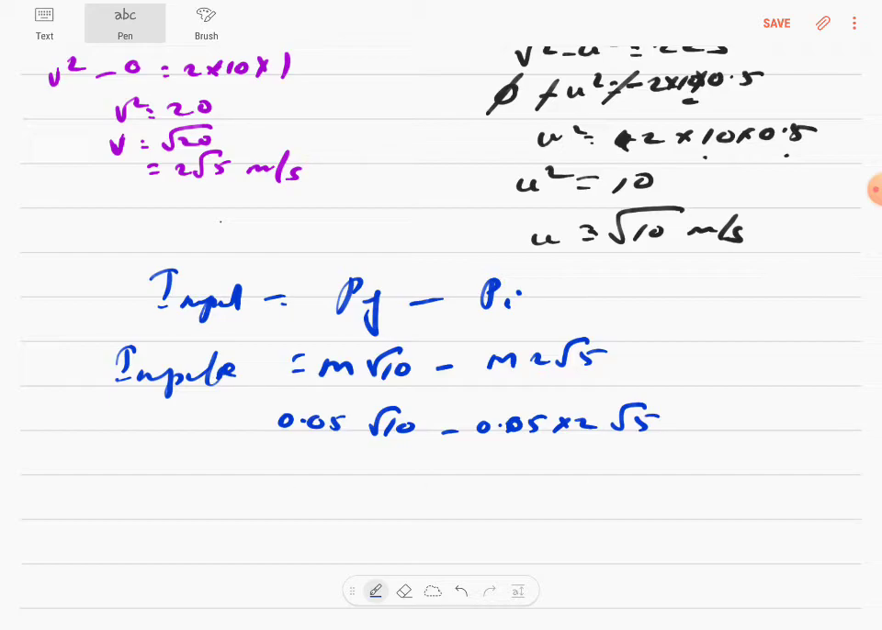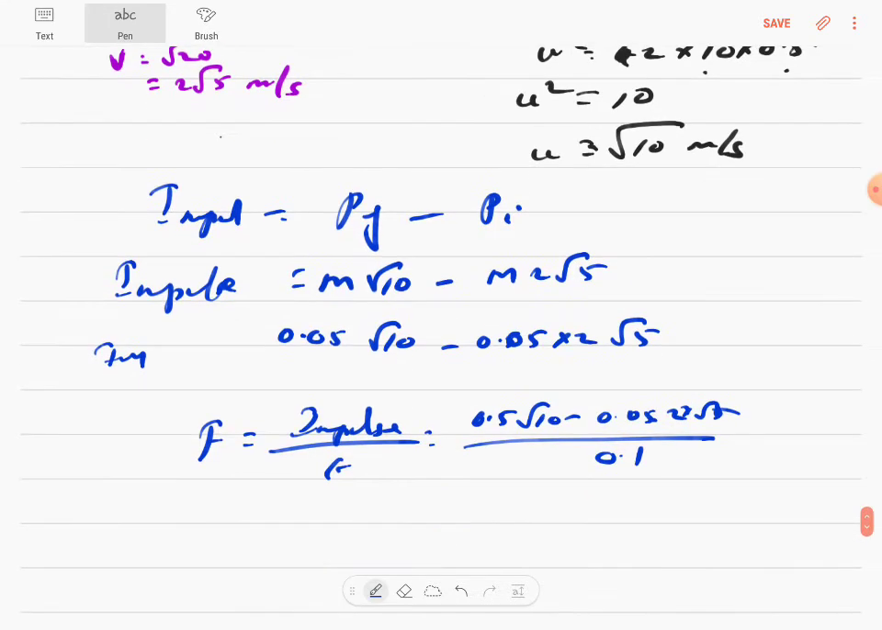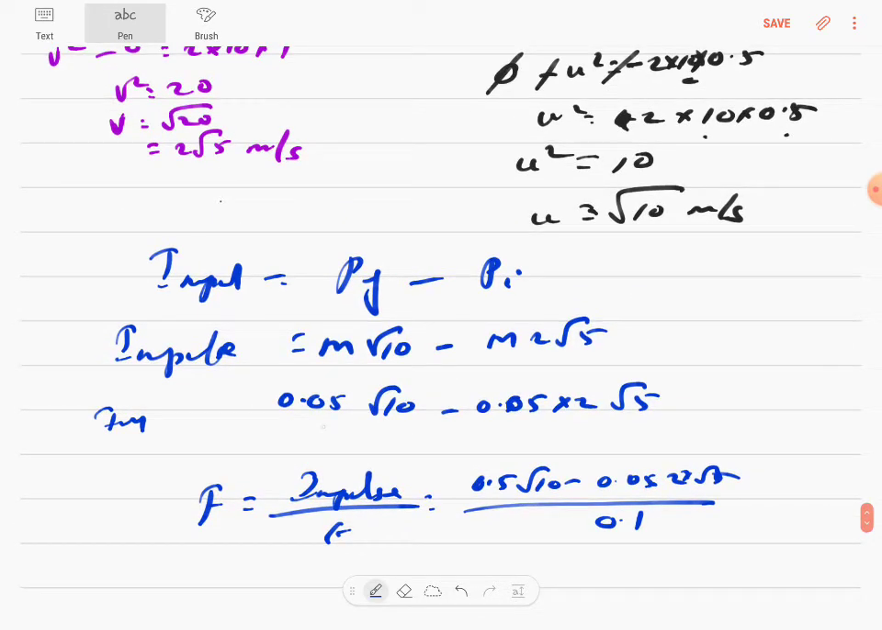So this is a question only about impulse: find the impulse and also the average force in a time of 0.1 second. Once you have found this impulse, you know that force is nothing but impulse by time, because it is the rate of change of momentum. So take that impulse value, 0.05 root 10 minus 0.05 into 2 root 5, take what is common and cancel, and the time itself is 0.1 seconds, which will give you your answer. So what will you do here? You will take 0.05 common, and you will write root 10 minus 2 root 5.